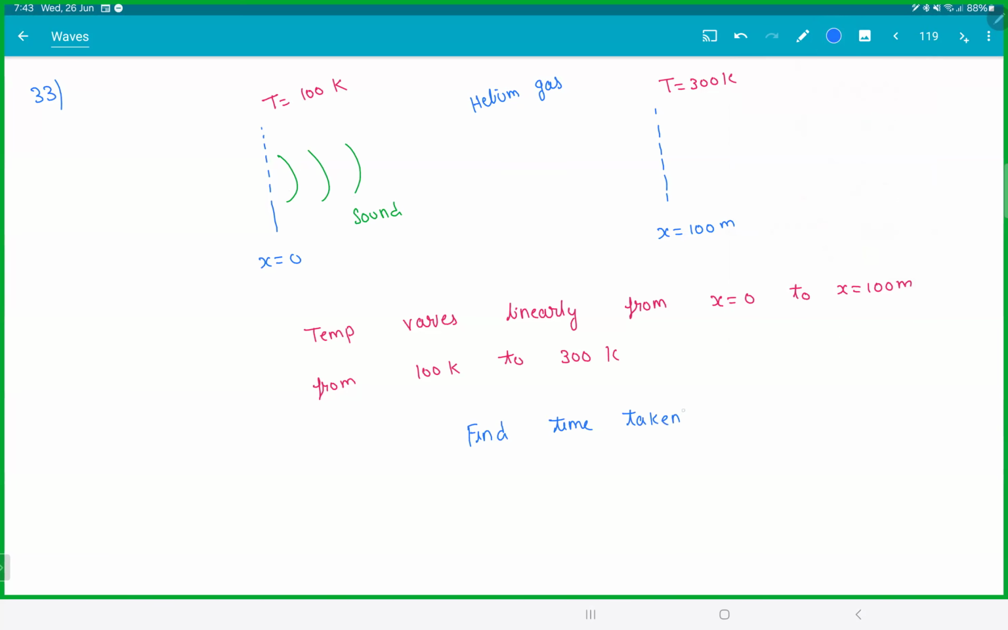So if you send a pulse from x equal to 0, how much time will it take to reach x equal to 100? Means in the formula gamma RT by M, T is not constant. So you get a variable speed of sound. Let's try this. You got a pretty interesting thing. Try. I'll give you 2-3 minutes. Just give it a try.